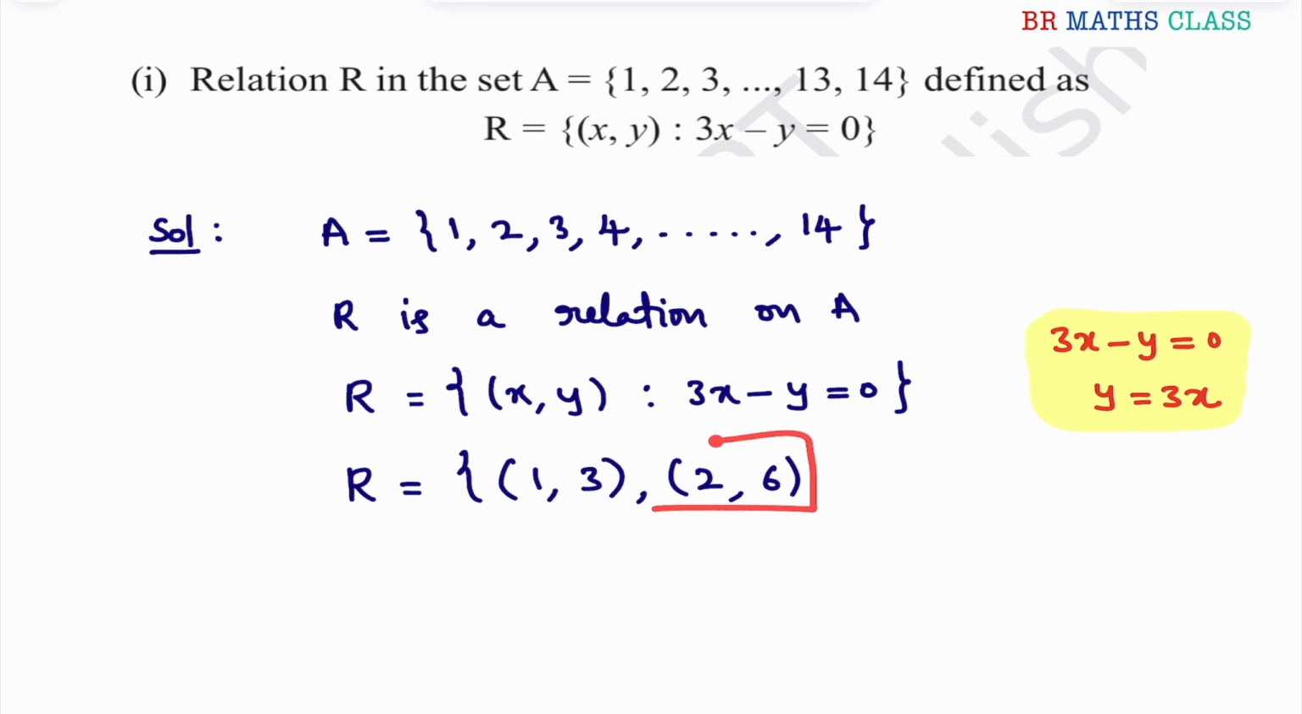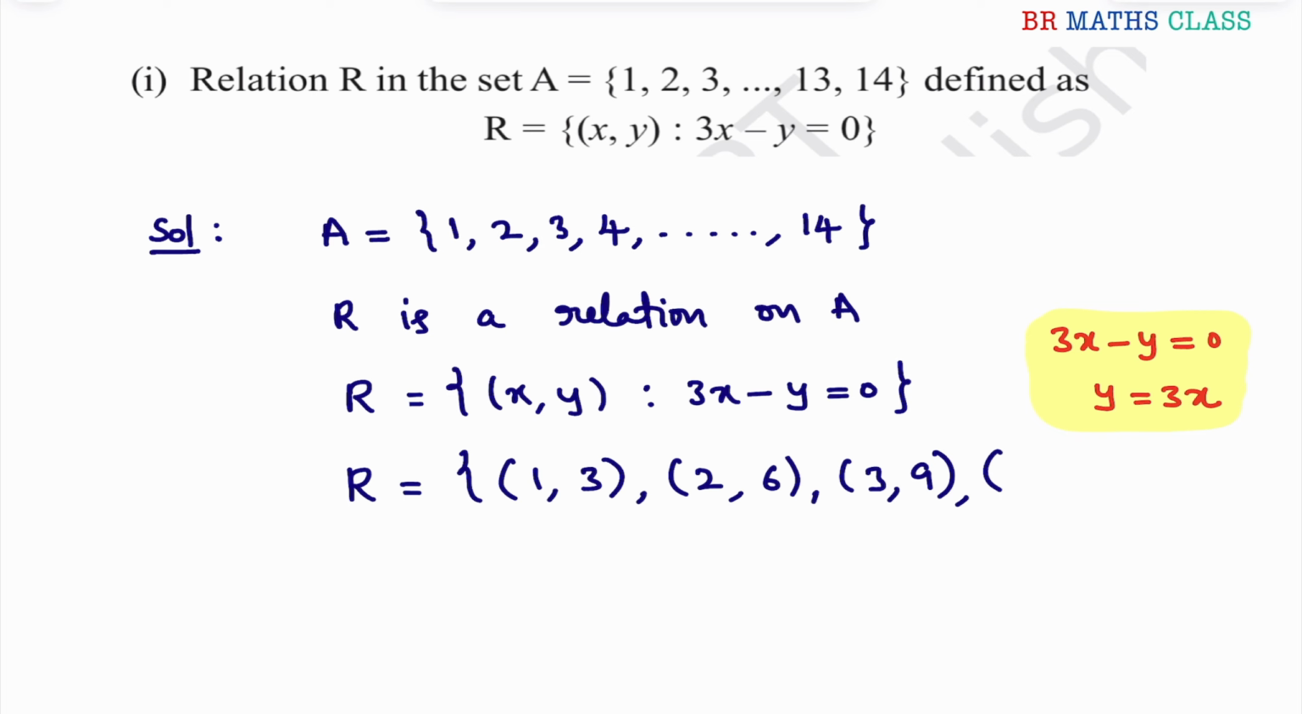So the ordered pair (2, 6) belongs to this relation. Similarly, you take x as the third element, x is 3. When you put x is 3 in this, what will you get? y equals 3 into 3, y equals 9. So this ordered pair is (3, 9).